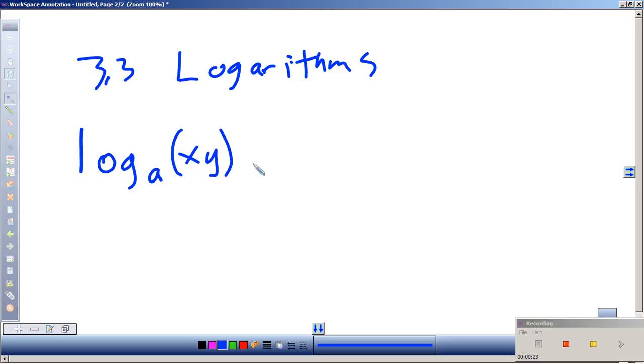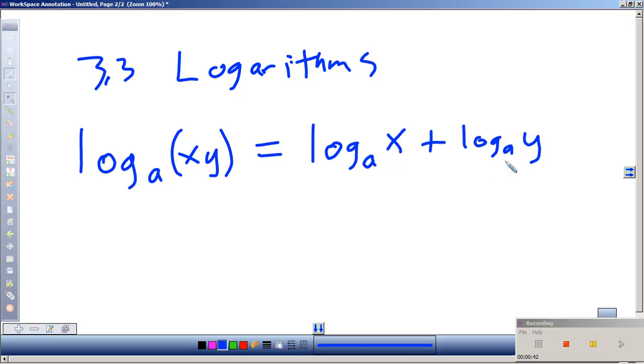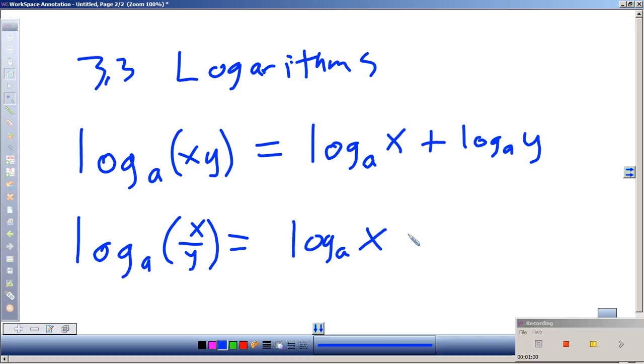So we are multiplying two things inside a logarithm. The rule is, if we have two things inside, we can separate it into addition: log base a of x plus log base a of y. So when we take logarithms, we can change multiplication into addition. So what do you think we change division into? Log base a of x divided by y is equal to log base a of x minus log base a of y.